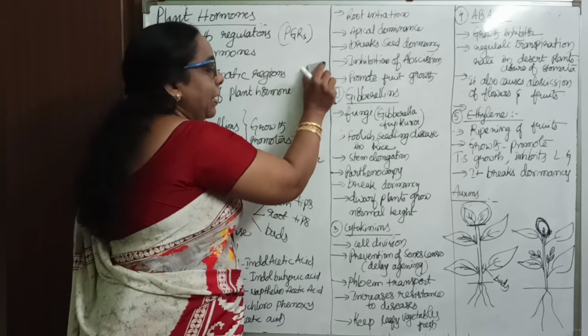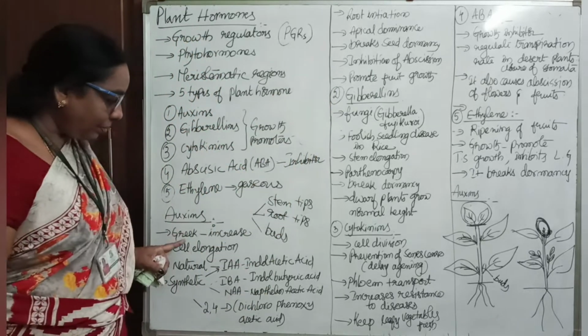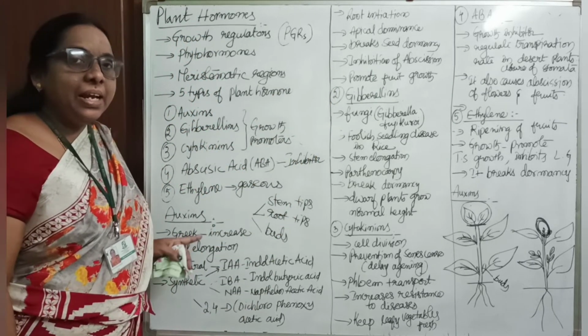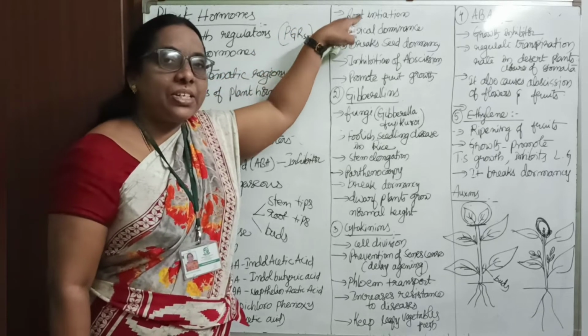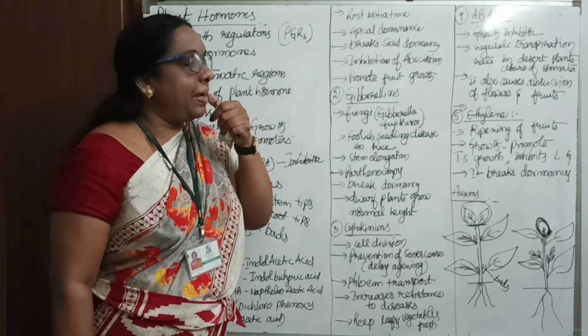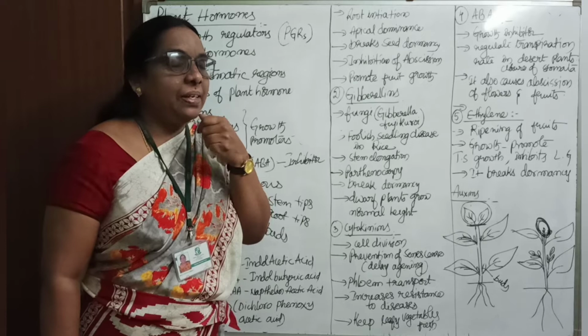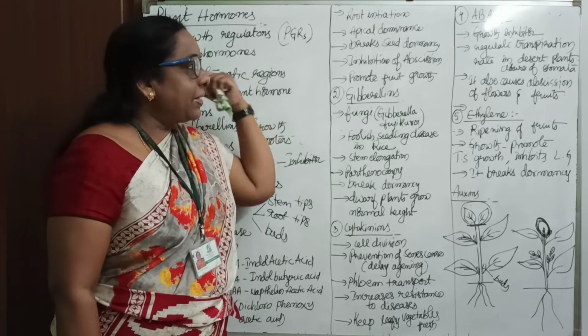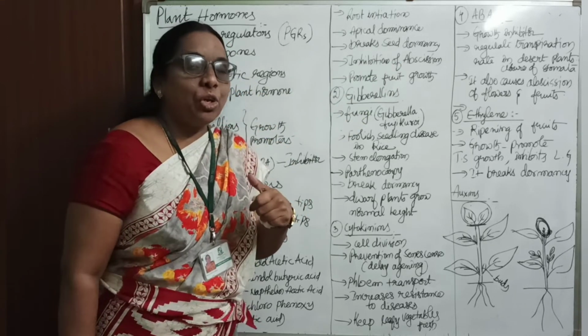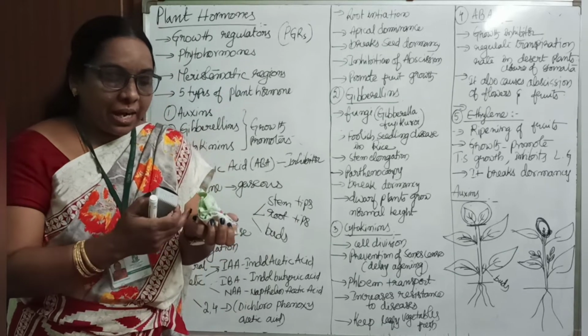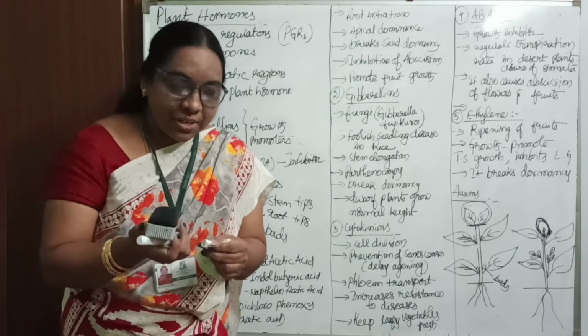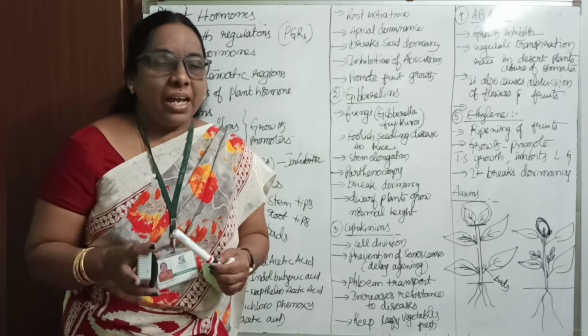So auxin's main function is cell elongation, and it also increases root initiation, increases apical dominance, and breaks seed dormancy. Next one, inhibition of abscission. What is meant by inhibition of abscission? Inhibition of abscission means it stops the abscission.